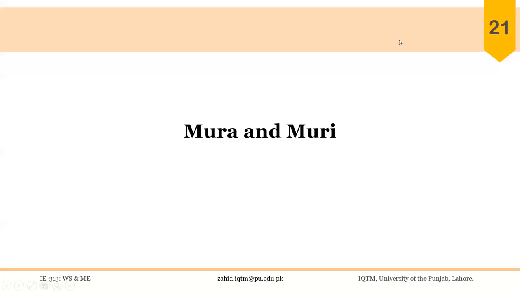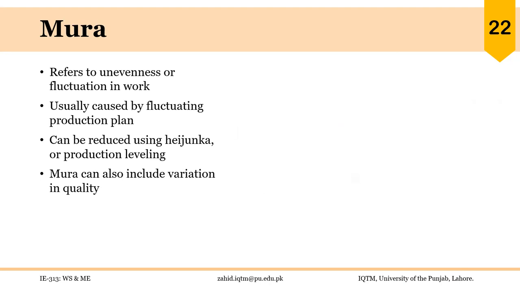We discussed muda or waste and its seven types in the previous segment. Now we will discuss mura and muri. Mura refers to unevenness or fluctuations in work. Now it is usually caused by fluctuating production plans. So on one day you are making more products, on the other day you are making lesser than that.